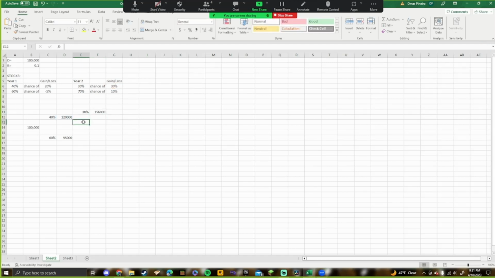Now you have your other route, your 70% chance of a 10% gain. Remember, it's the same past year that you're going to. 1 plus your 10% chance right there. Boom. Now that's it for the 40% route. You've finished the 40% route in terms of this stuff. Now you have to finish the 60% route back here.